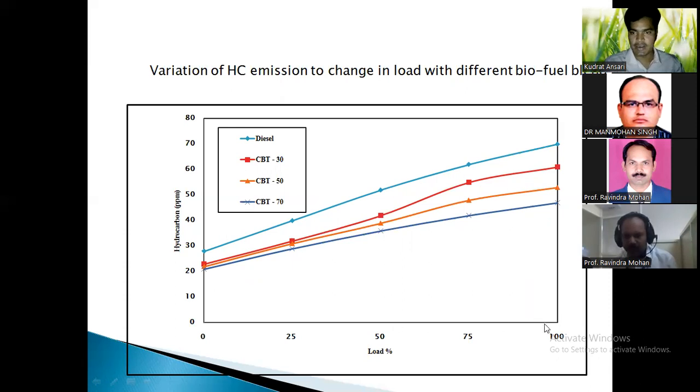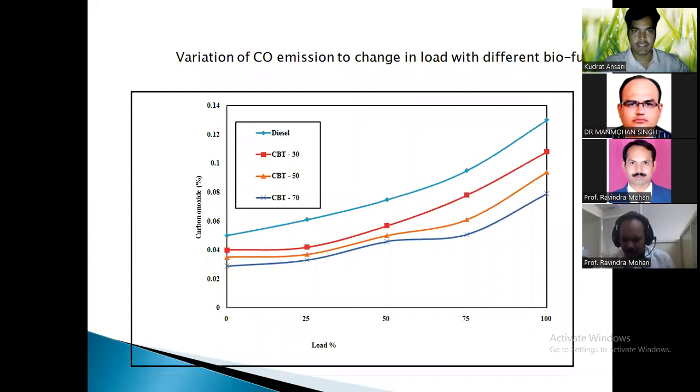As the load increases to 100%, we can see the CBT 70% blend, which shows the crossing lines, having the lowest emission of hydrocarbons. So from the hydrocarbon emission point of view, the CBT 70% blend fuel fulfills the criteria for reduction in hydrocarbon emission. The highest is for natural diesel.